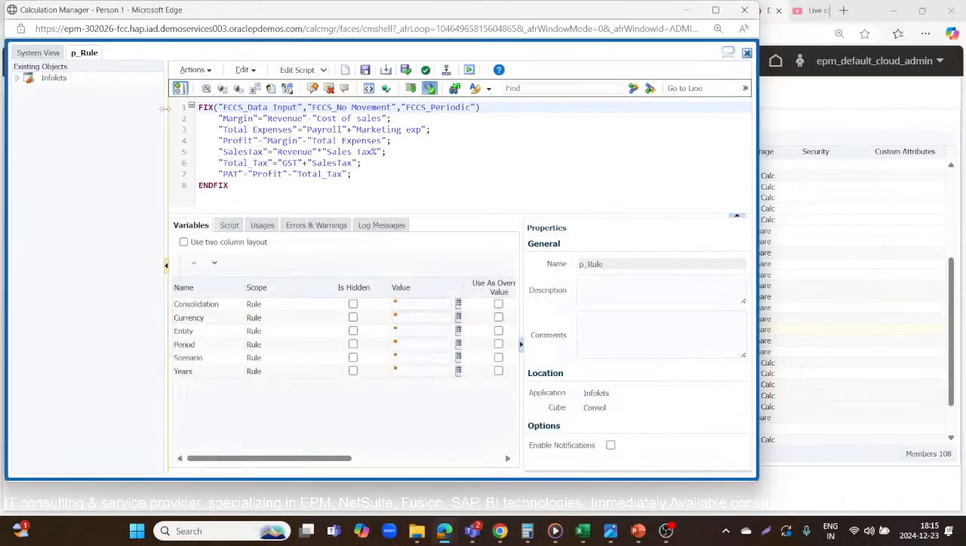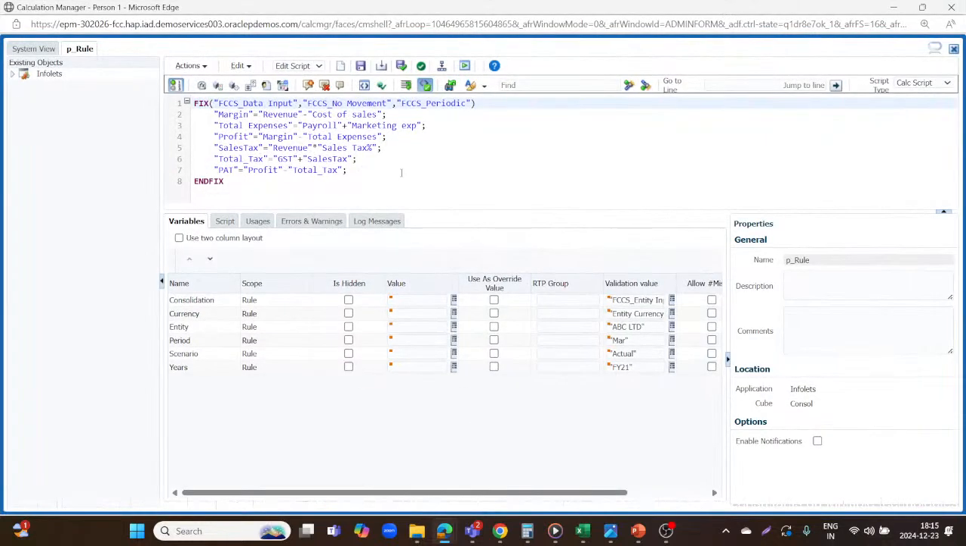Okay, so I have already written this rule. I'll make you understand this one first. See, I have fixed my three dimensions, that is my data source dimension, movement, and view. Data source I have used as FCCS data input, movement member I have used as no movement, view I have used as periodic.